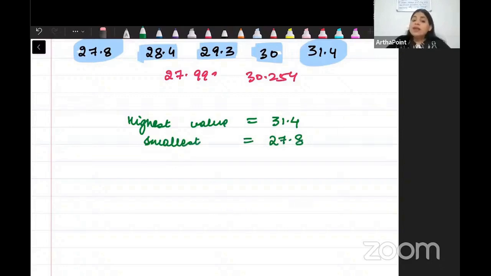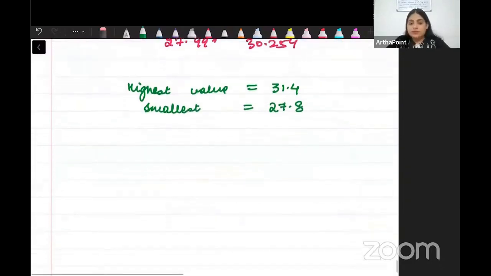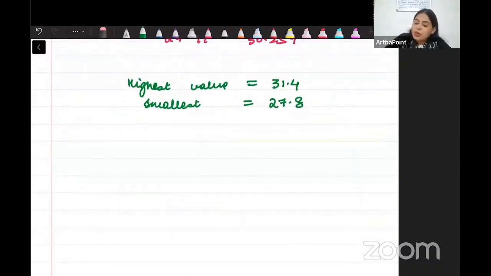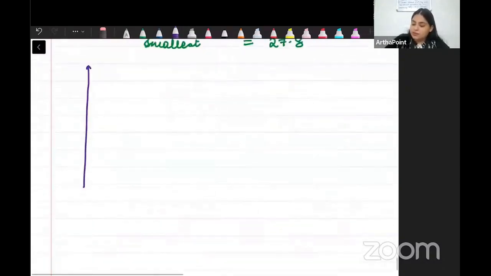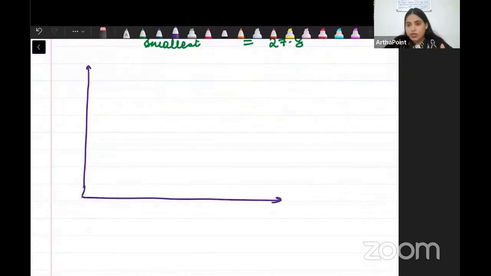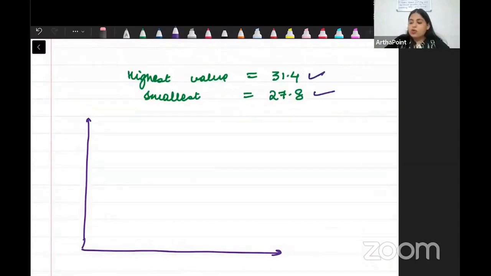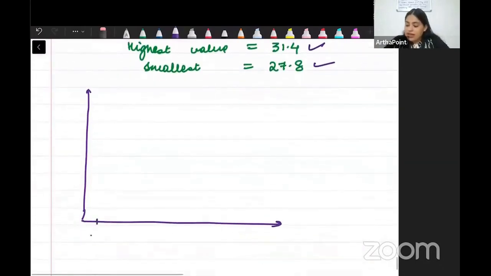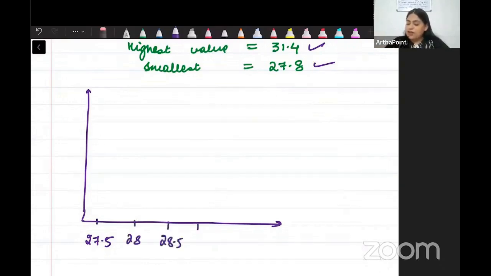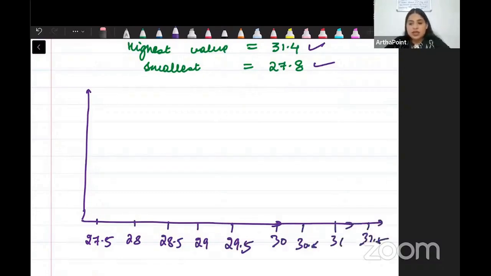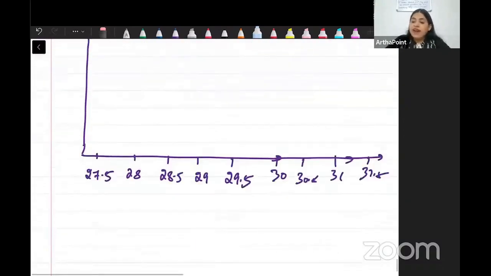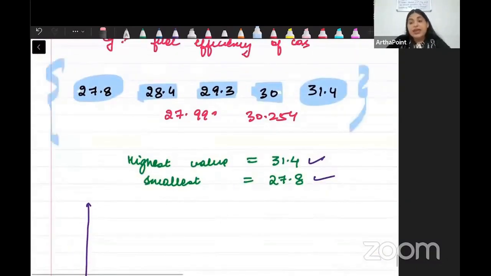What can I do? I can make equal or unequal intervals. By equal, I mean that I will divide my entire data set in some intervals which include these values also. So for example, I can do something like this. I can start from 27.5 and I can take an interval of 0.5 each. So I can go to 28, 28.5, 29, 29.5, 30, 30.5, 31, and 31.5, something like this. So what you have done is you have divided this data set that you could see in intervals.